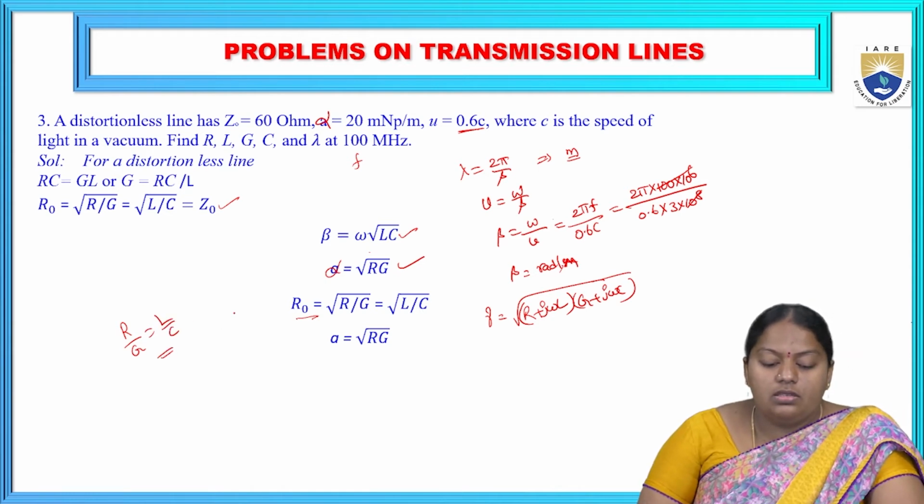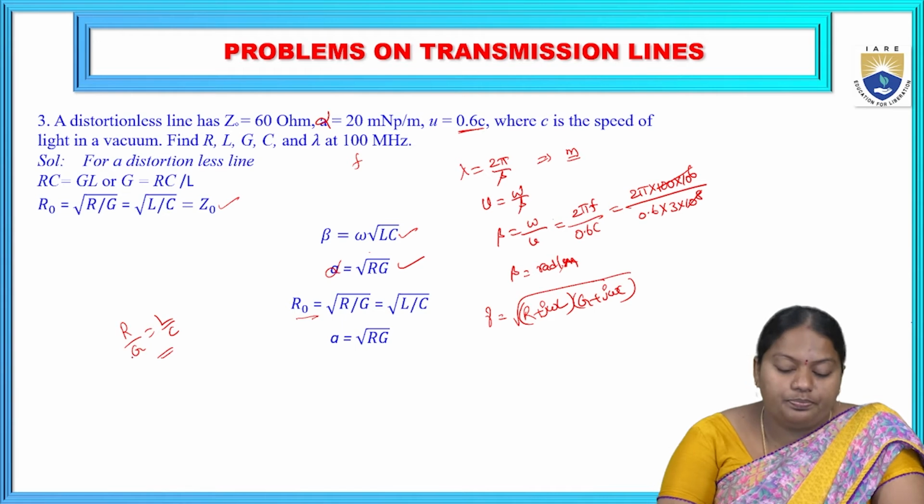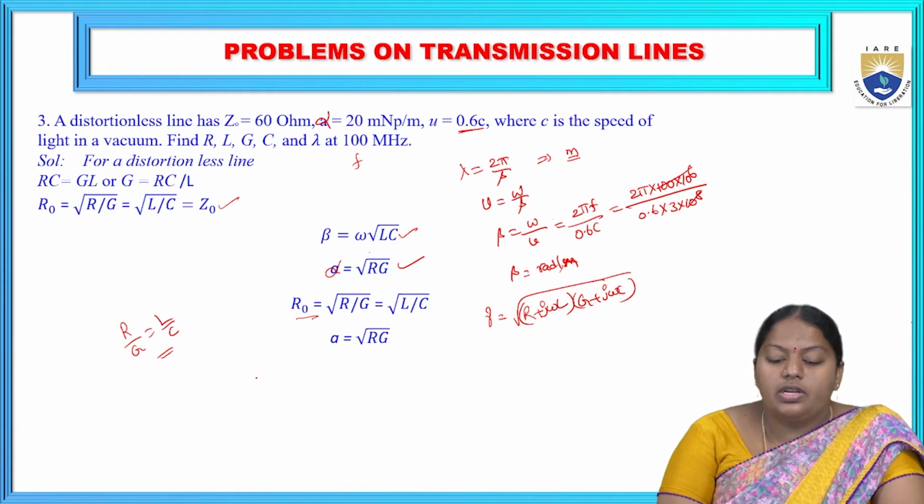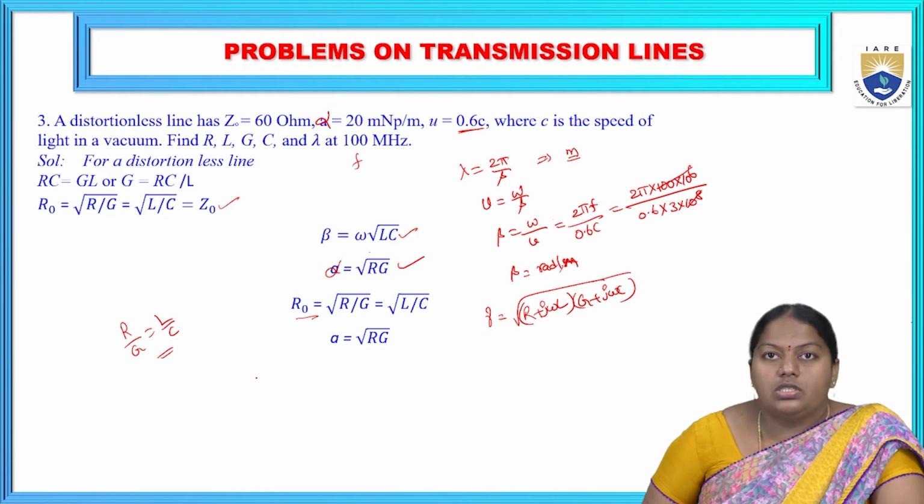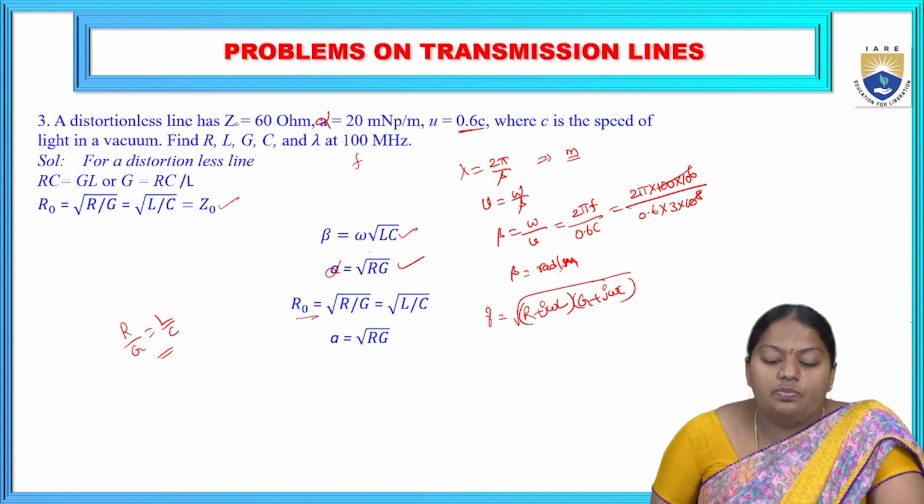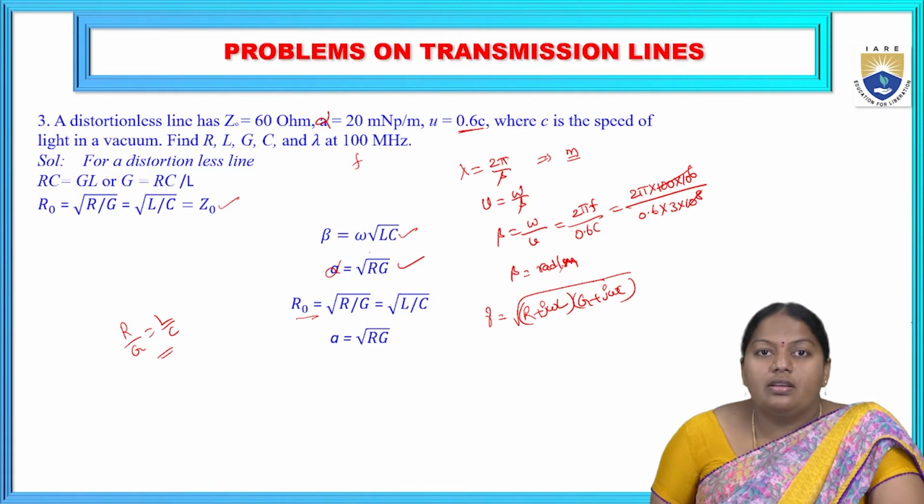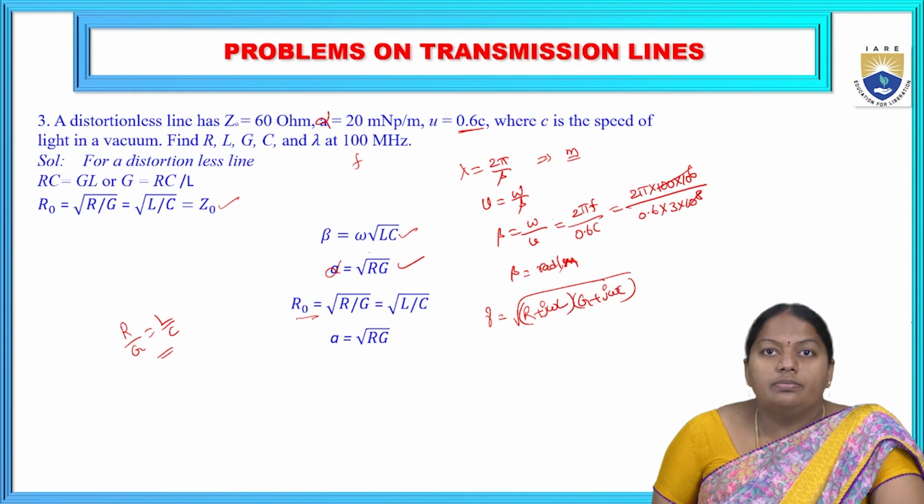Whether we consider it in terms of R by G or L by C, if you substitute over here, we are going to get all the primary constants of a transmission line. Resistance R is measured in ohm per meter, inductance in Henry per meter, capacitance in farad per meter, and conductance in Siemens per meter or mhos per meter, right? This is the way we have to solve.